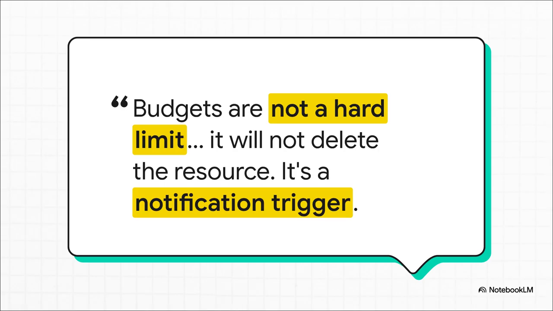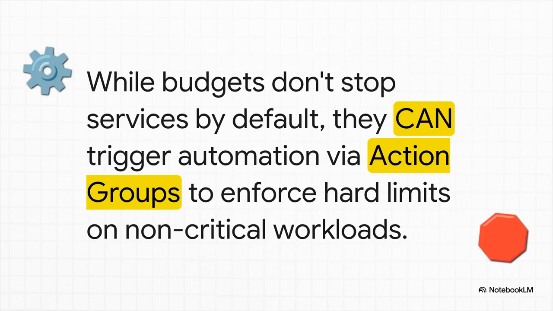And thank goodness for that, right? It's on you to decide what to do with that information. But, and this is a big but, here's where it gets really powerful. While a budget won't shut things down by itself, it can trigger automation through something called an action group. So you could set up a budget where, if you go over by, say, 10%, it automatically runs a script that shuts down your entire dev/test environment. This is how you put a real hard stop on spending for non-critical stuff.